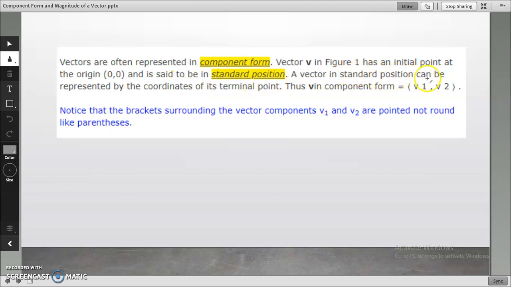A vector in standard position can be represented by the coordinates of its terminal point, and we'll talk about that a little bit later. Thus, vector v in component form is ⟨v1, v2⟩. Notice that the brackets surrounding the vector components v1 and v2 are pointed, not round like parentheses. So they do that so that you don't confuse them with coordinate points.